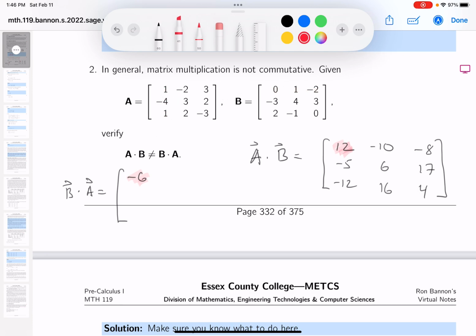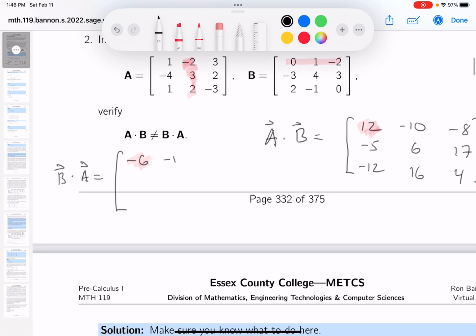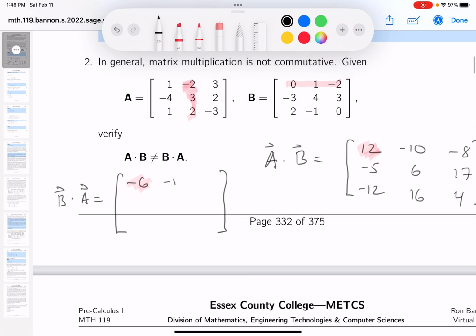And I'm going to do row 1 times column 2. And again, I think I'm getting better at it. I'm seeing, let's see, 0, and I see 3, and I see a minus 4, and that would give me minus 1. Clearly not the same thing. All right, let's keep moving.